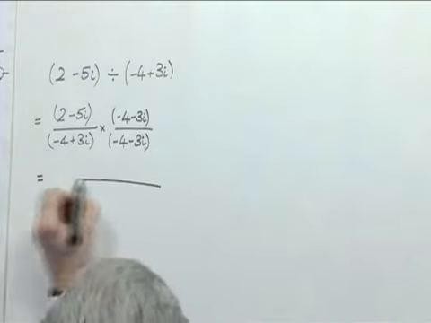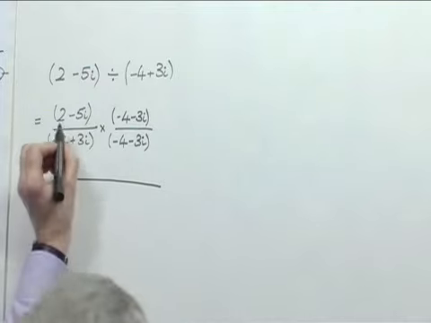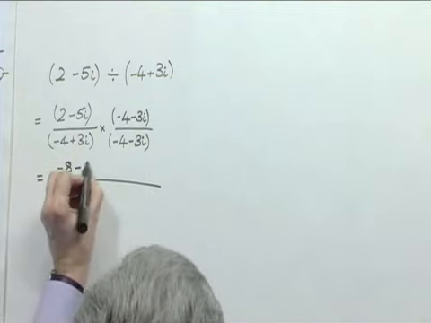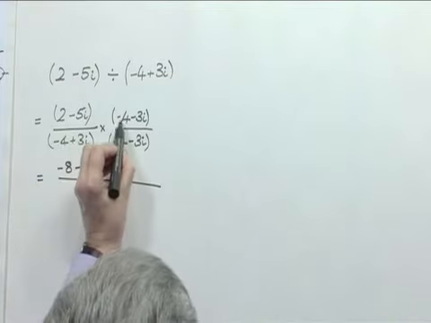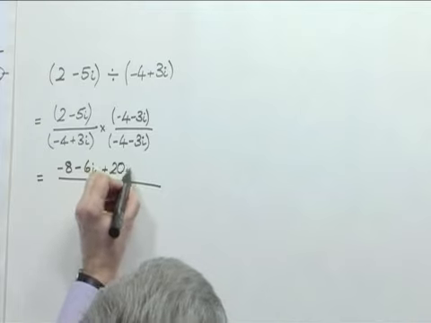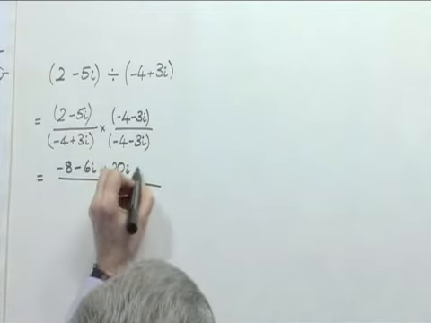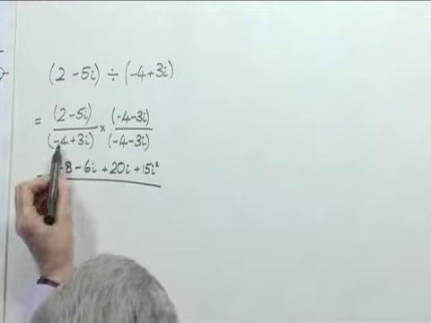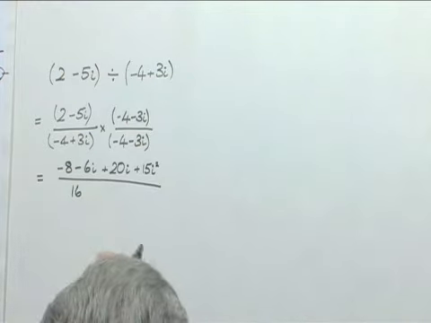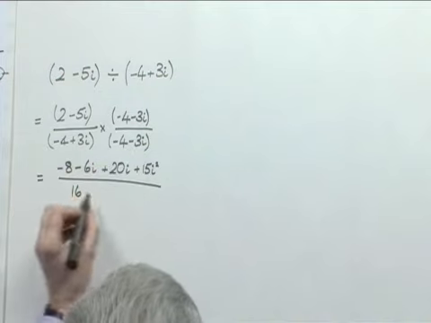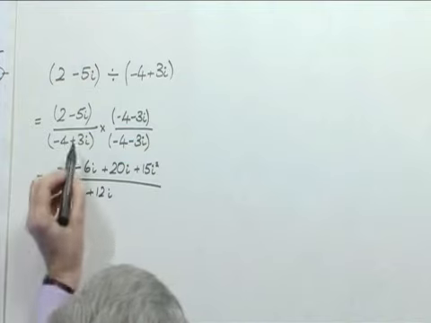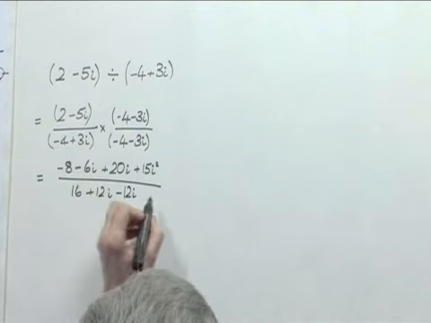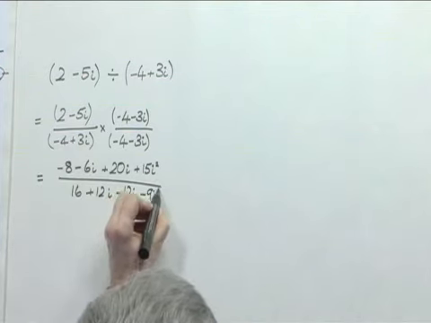Now we multiply out the numerator and the denominator. So we have 2 times minus 4 is minus 8. 2 times minus 3i is minus 6i. Minus 5i times minus 4 is plus 20i. And minus 5i times minus 3i is plus 15i squared. And then in the denominator, we have minus 4 times minus 4, which is 16. Minus 4 times minus 3i, which is plus 12i. Plus 3i times minus 4, which is minus 12i. And plus 3i times minus 3i, which is minus 9i squared.